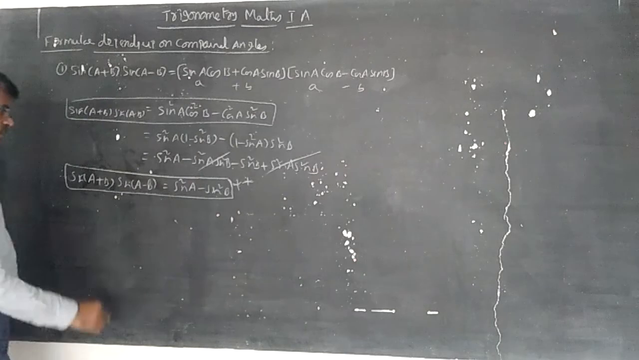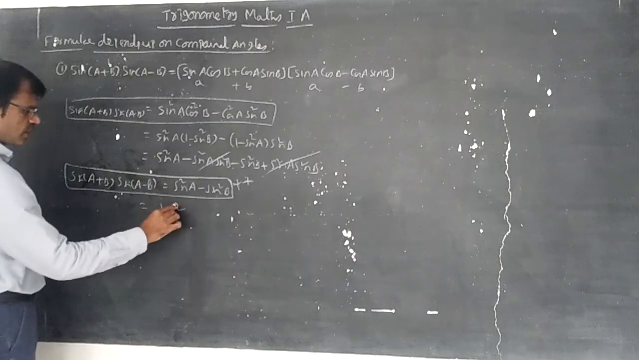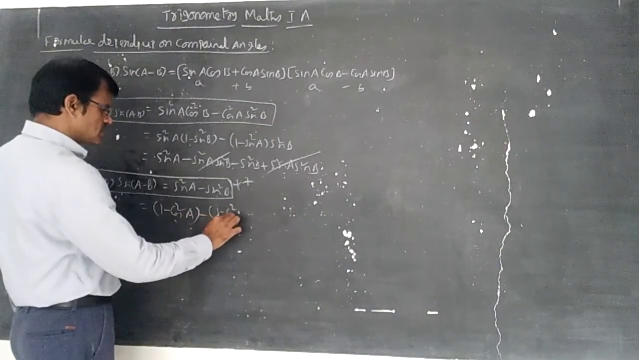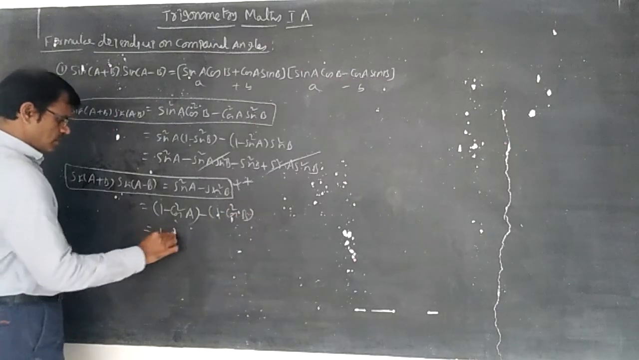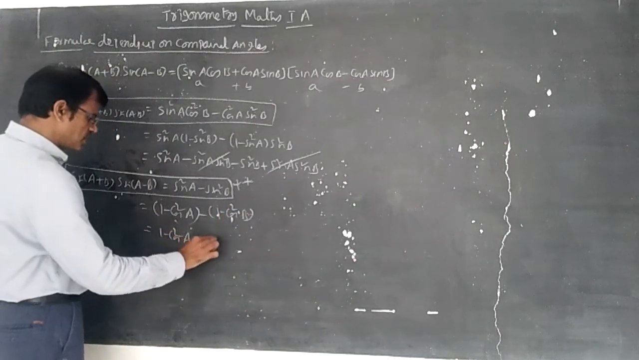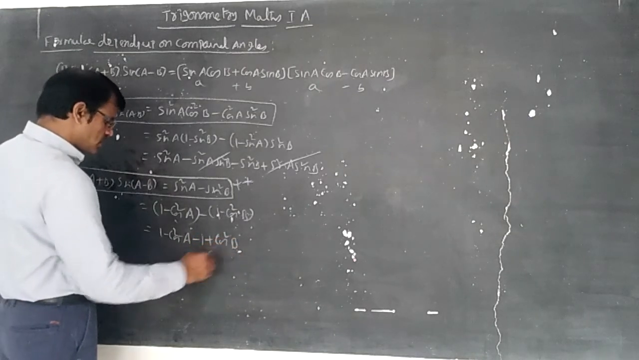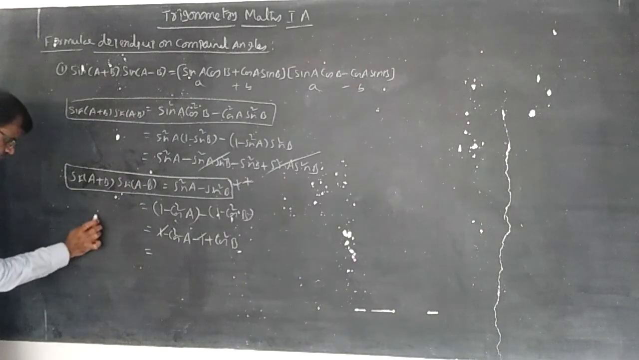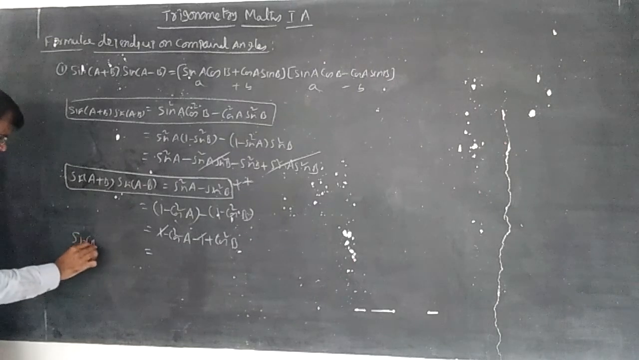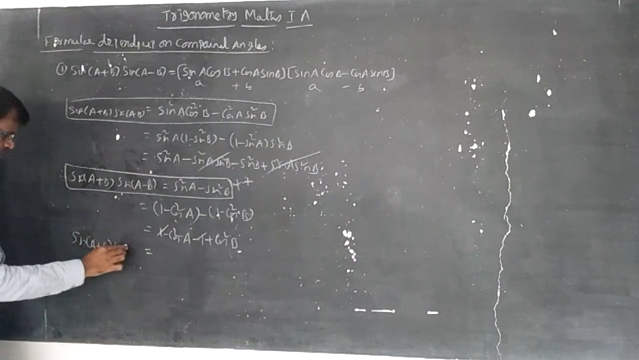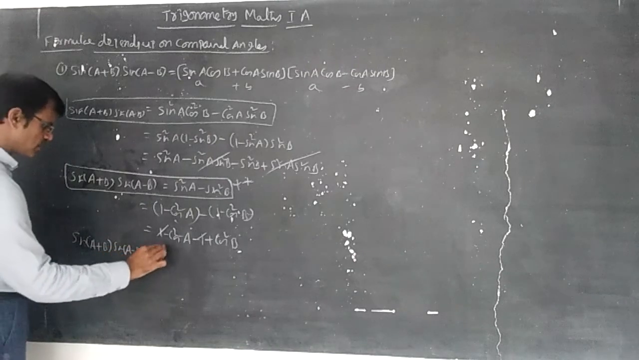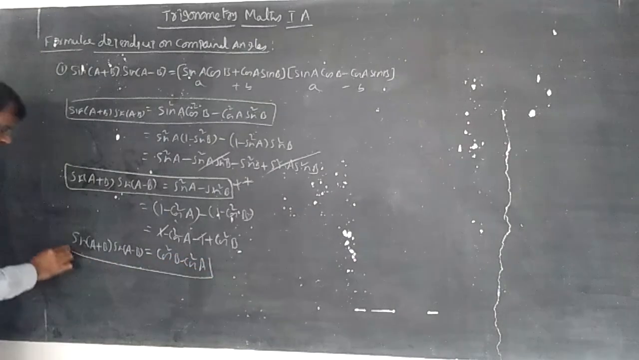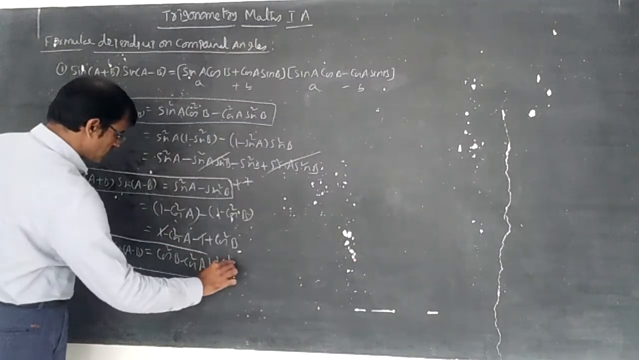Next, the same formula: for sin square A write 1 minus cos square A, and for sin square B write 1 minus cos square B. It becomes 1 minus cos square A minus 1 plus cos square B. The 1 and minus 1 cancel. So sin of A plus B into sin of A minus B becomes cos square B minus cos square A. This is another formula. Put a star mark.